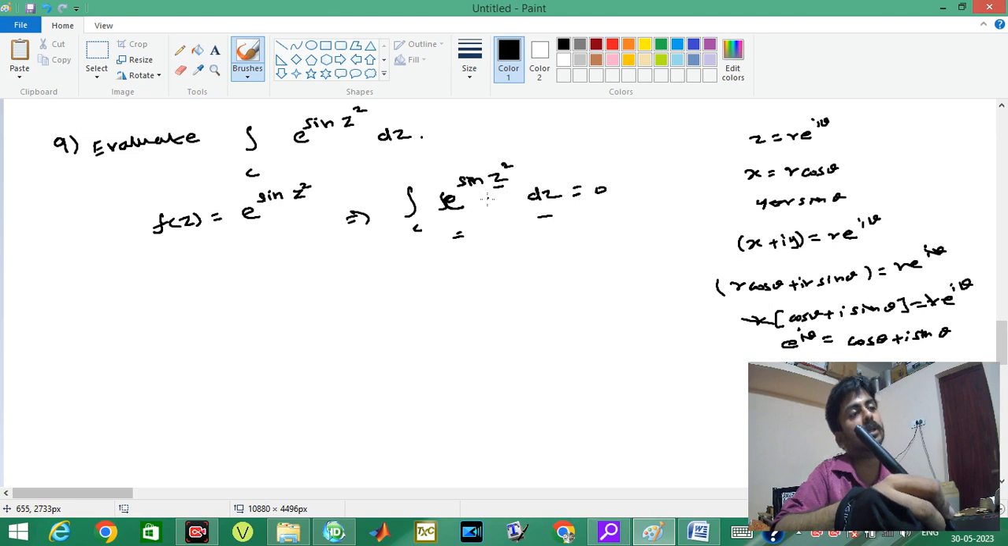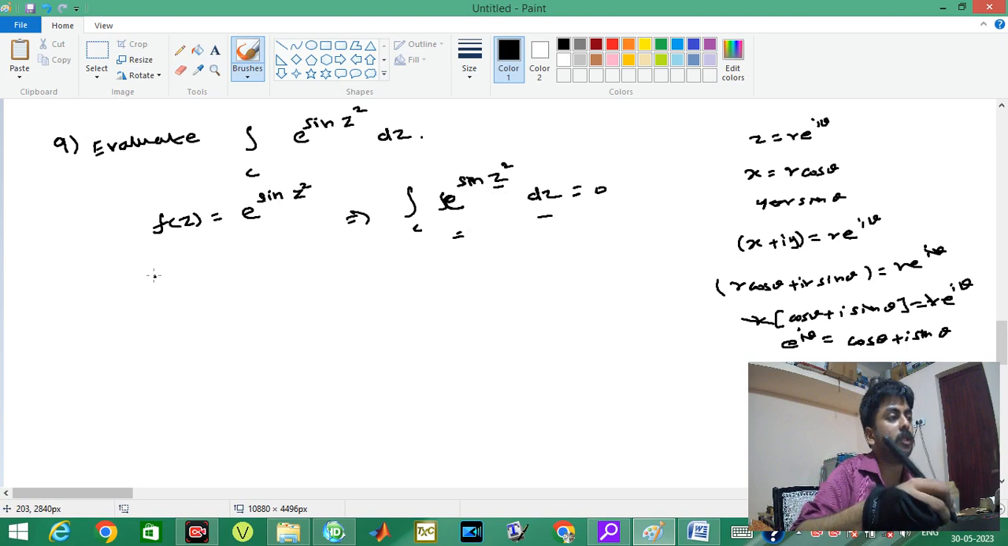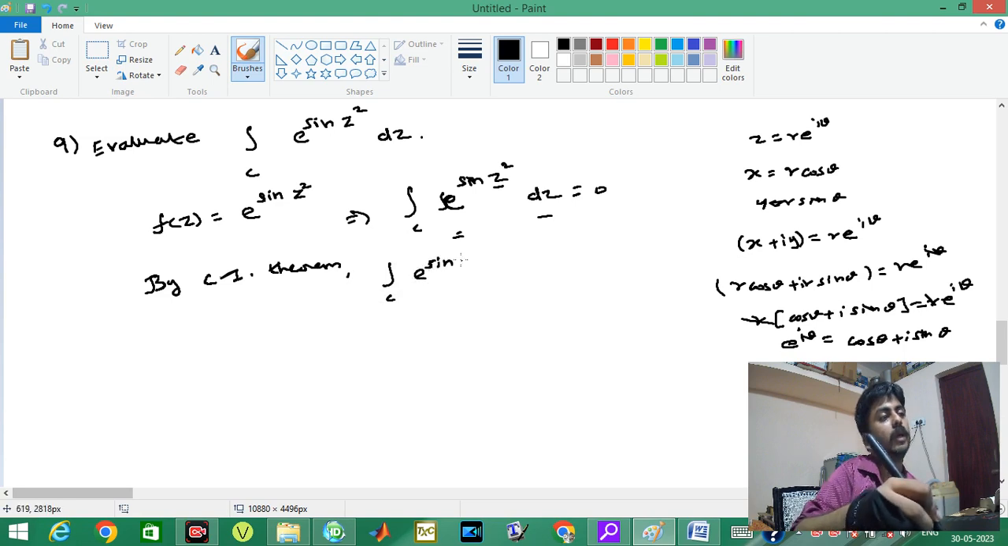Then you can say f of z is analytic inside and on C, and f dash of z is continuous inside and on C, and finally you can tell by Cauchy's integral theorem, the integral over C of e power sine z square equal to 0.